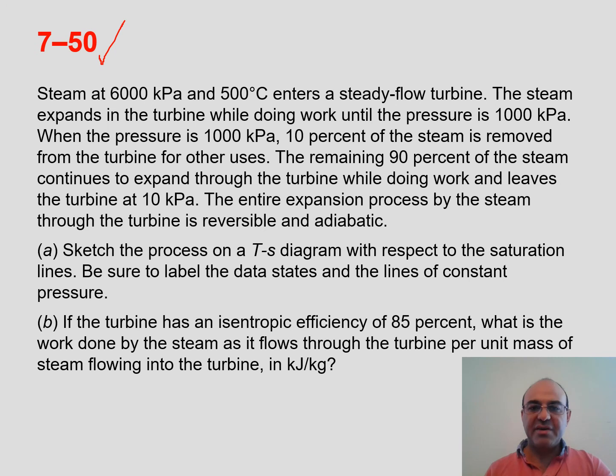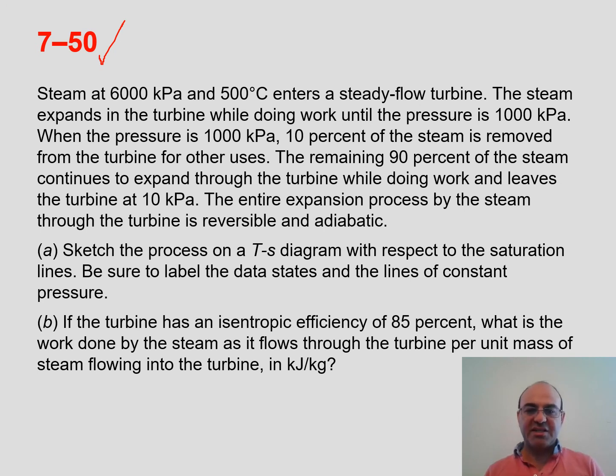So the remaining 90% of the steam continues to expand through the turbine while doing work and finally leaves the turbine at 10 kilopascals. You see this is below atmospheric pressure because it enters the condenser, which operates in a vacuum in order to give the turbine the chance to expand further and extract more work. The entire expansion process by the steam through the turbine is reversible and adiabatic. So the turbine is isentropic.